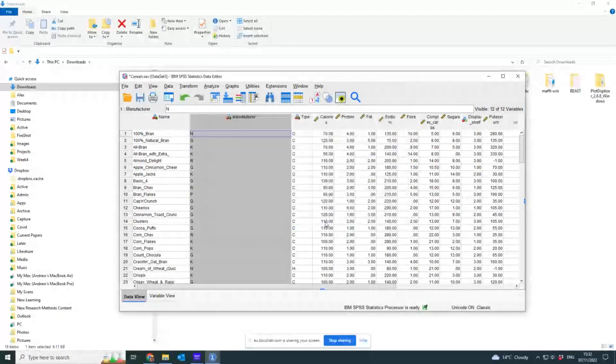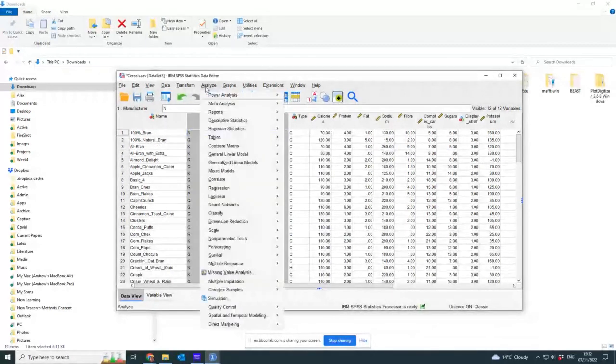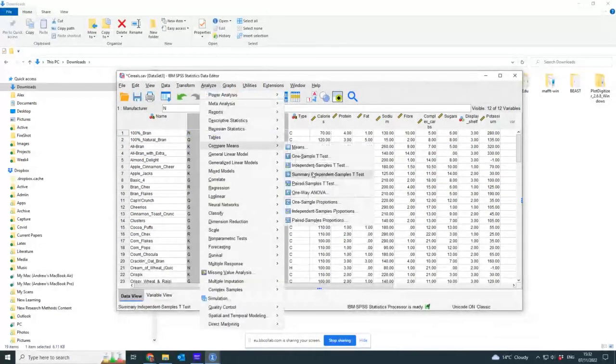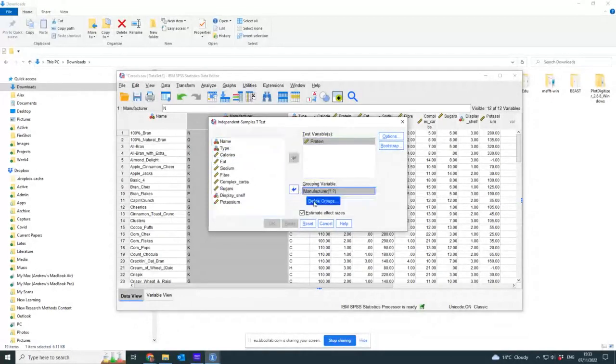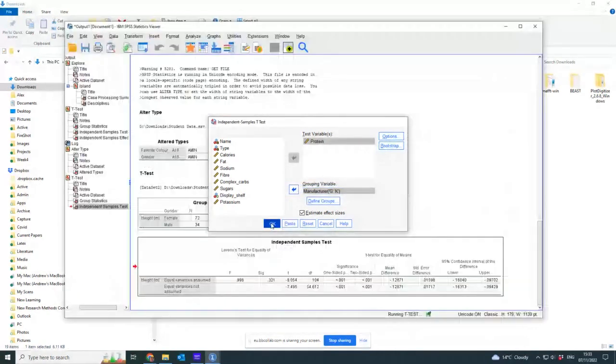What's this saying that for? What? I'm in this set of data. Analyze, compare means, independent samples. That's better. Right, test variable. I'm going to do protein. Could do fat, doesn't matter. Grouping variable is going to be manufacturer, and I'm picking a subgroup which is G for General Mills and K for Kellogg's. Continue and press OK.